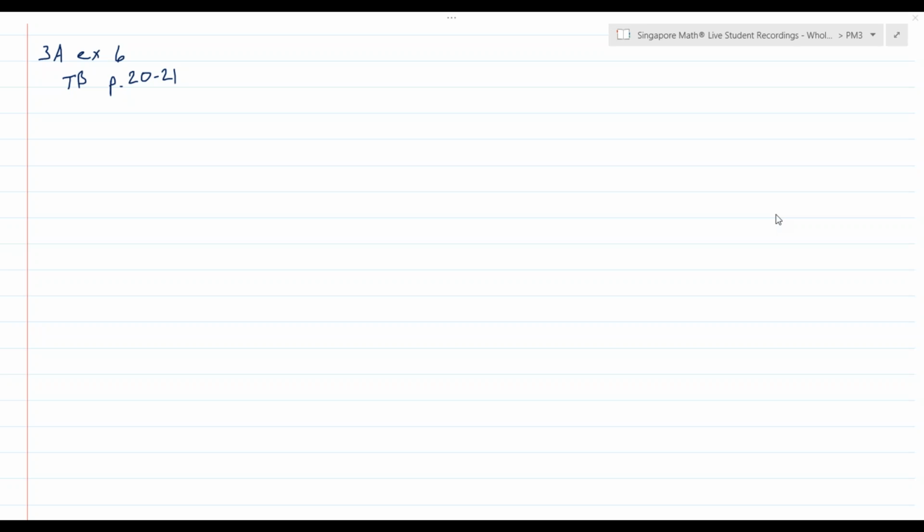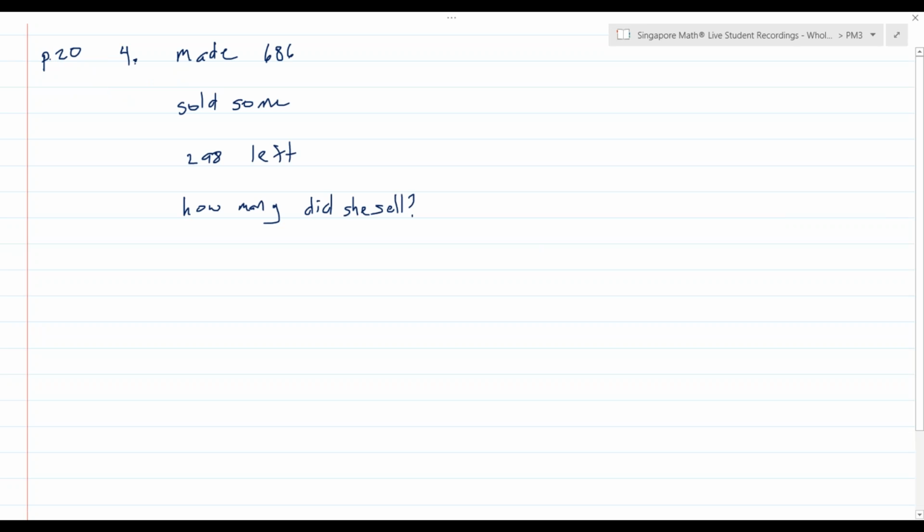Today we're going to talk about Workbook 3A, Exercise 6. In the textbook, this is on pages 20 and 21. This is the best part about Singapore Math. It's the awesome word problems. So on page 20, it has more words written as a sentence. I just wrote down the facts.